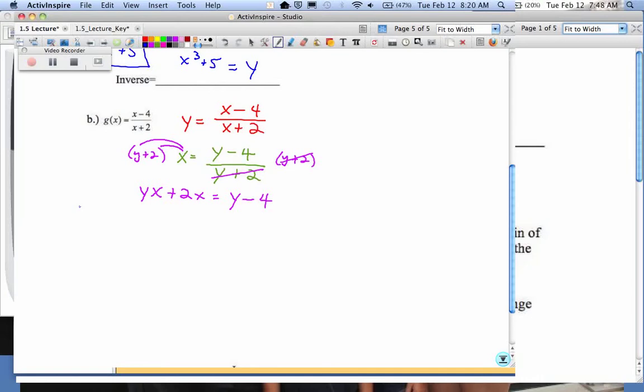So what I need you to remember, when you're solving for a variable and there's more than one in the problem, get all of those terms to one side. So we're going to subtract 2x, and we're going to subtract the y. So in other words, I'm taking the 2x to that side, I'm bringing the y back to this side. So I have y times x minus y is equal to -4 minus 2x.